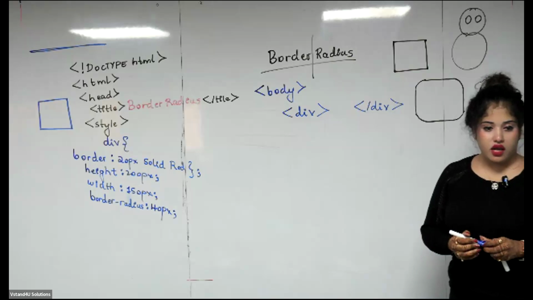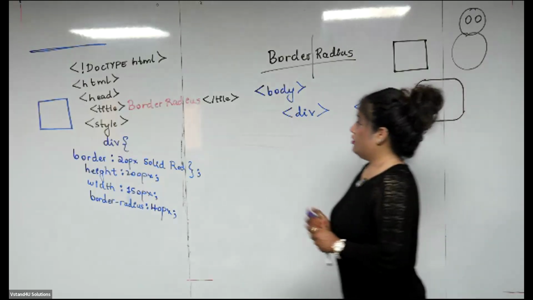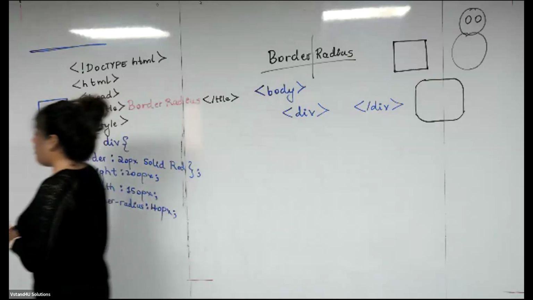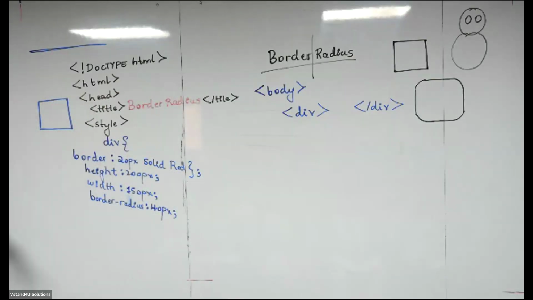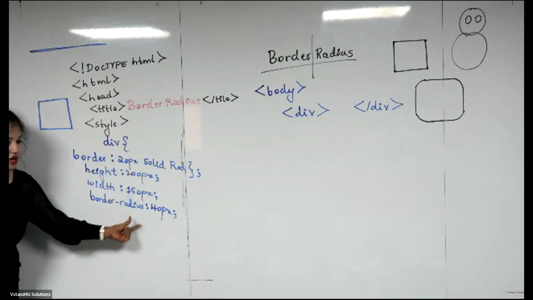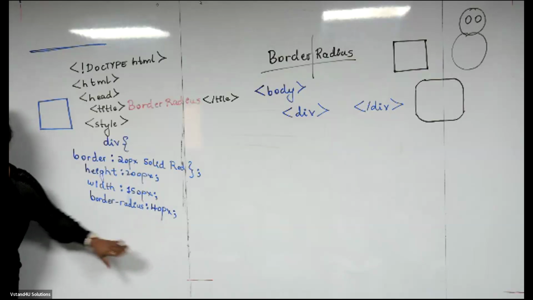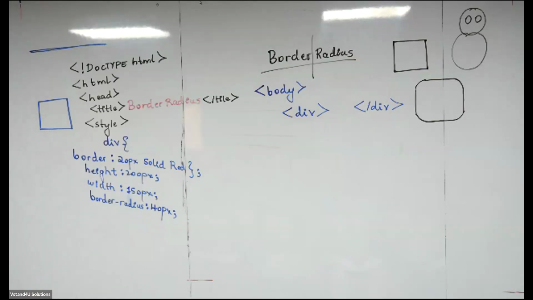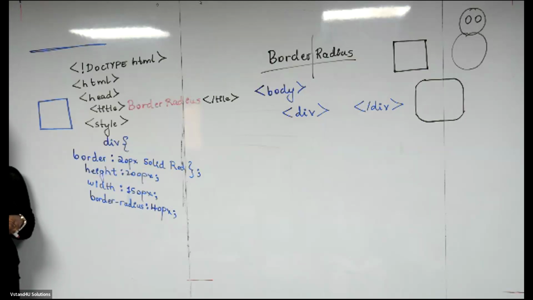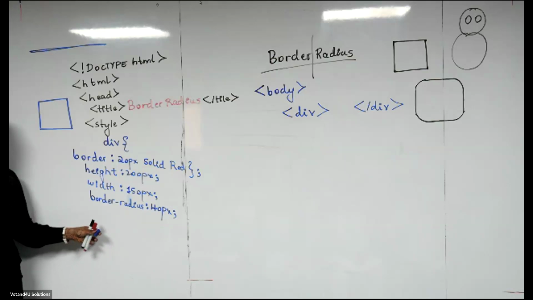Clear? Done? How to do that? I will teach you. Now let us see practically what will happen if I give the border radius to 40 pixels. In this border radius, we have still more properties.